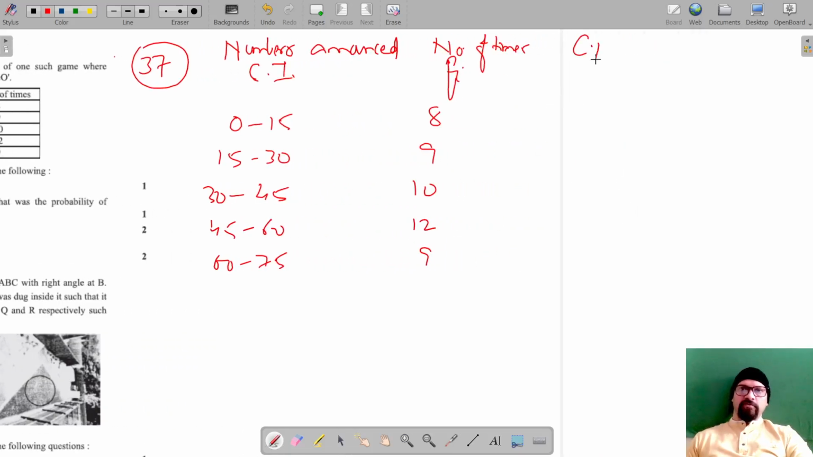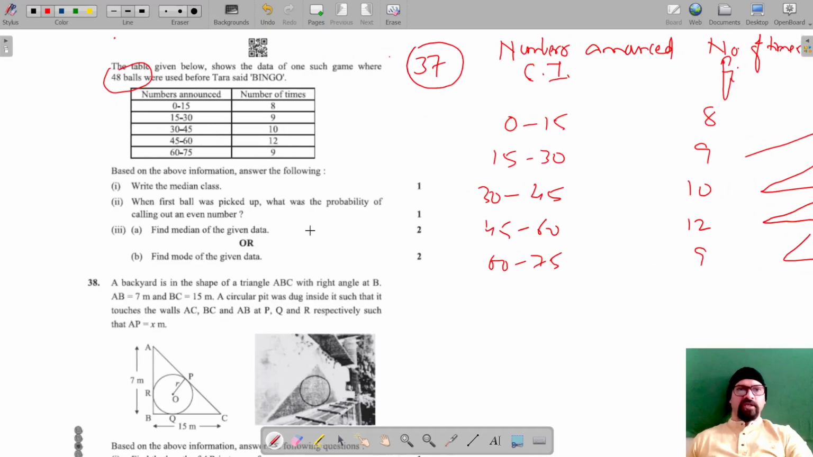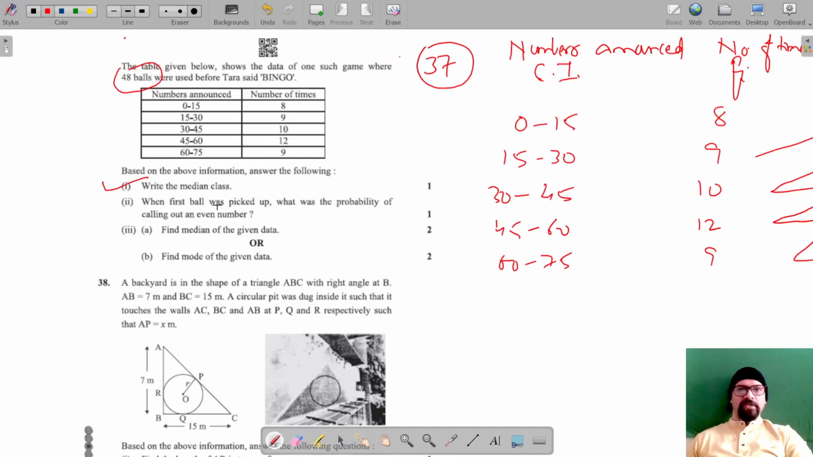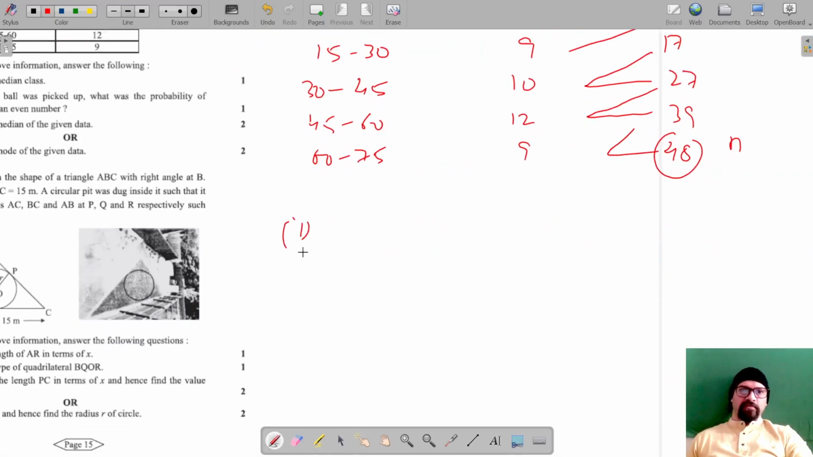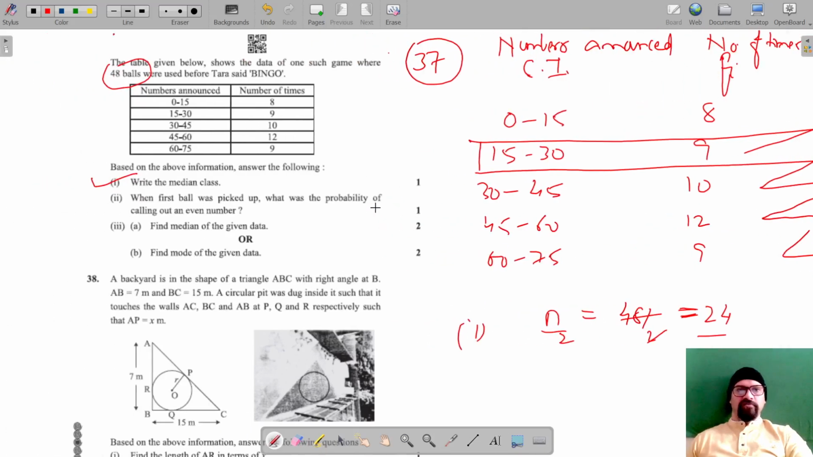Okay, and I'm going to find the cumulative frequency here. So first one is 8, 9 plus 8 is 17, 17 and 10 is 27, and 12 is 39, and 9 is 48. So this is n. For the first question, we have to write the median class. So n by 2 is 48 by 2, which is equal to 24. And this 24 lies in 15 to 30.